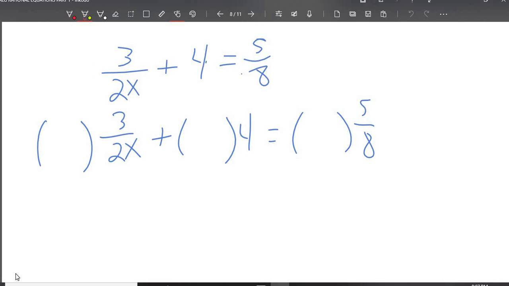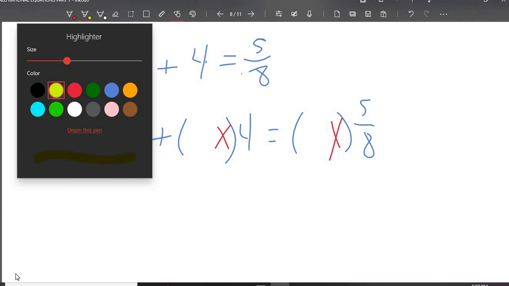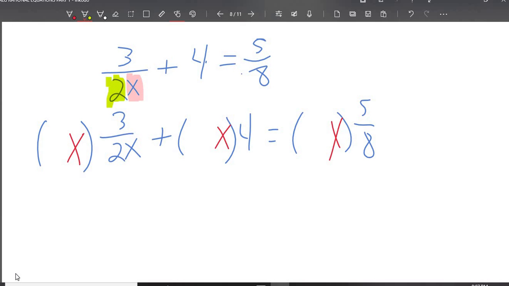Alright, look at this one. Again, there's an x in a denominator. That means there must be an x in all my parentheses. There's also two numbers in the denominator. So I need to find the common denominator between the 2 and the 8, which of course is 8.